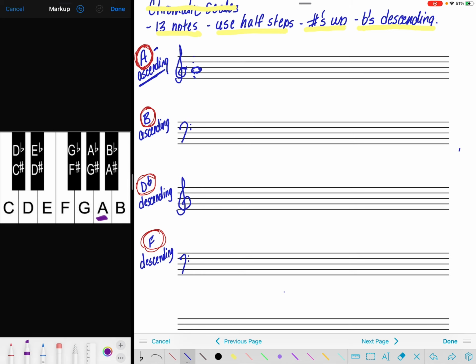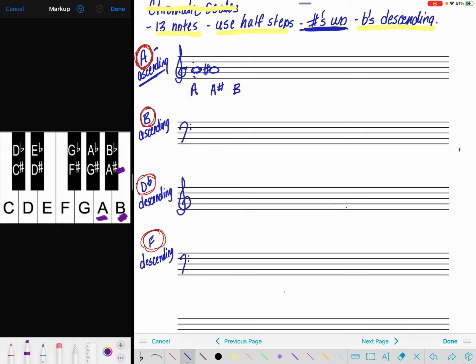and I'm going up, so I'm going to go to the right, and I'm going to go to A sharp, because when I go up, I use sharps. So this is an A, so now I need to write an A sharp. So I'm going to use the same space, and I'm going to put a sharp to the left of the note. Now I go back to the keyboard, and a half step above A sharp is B.